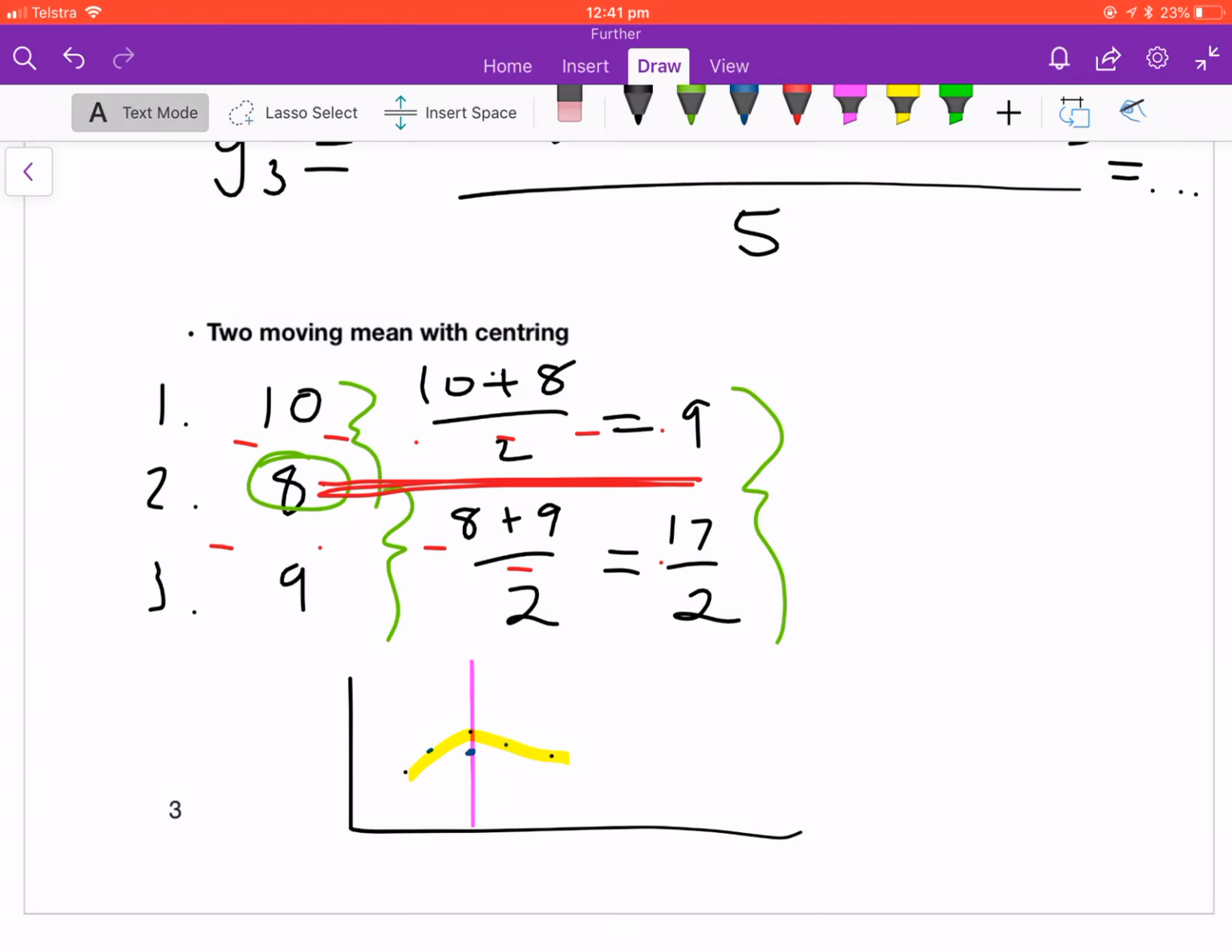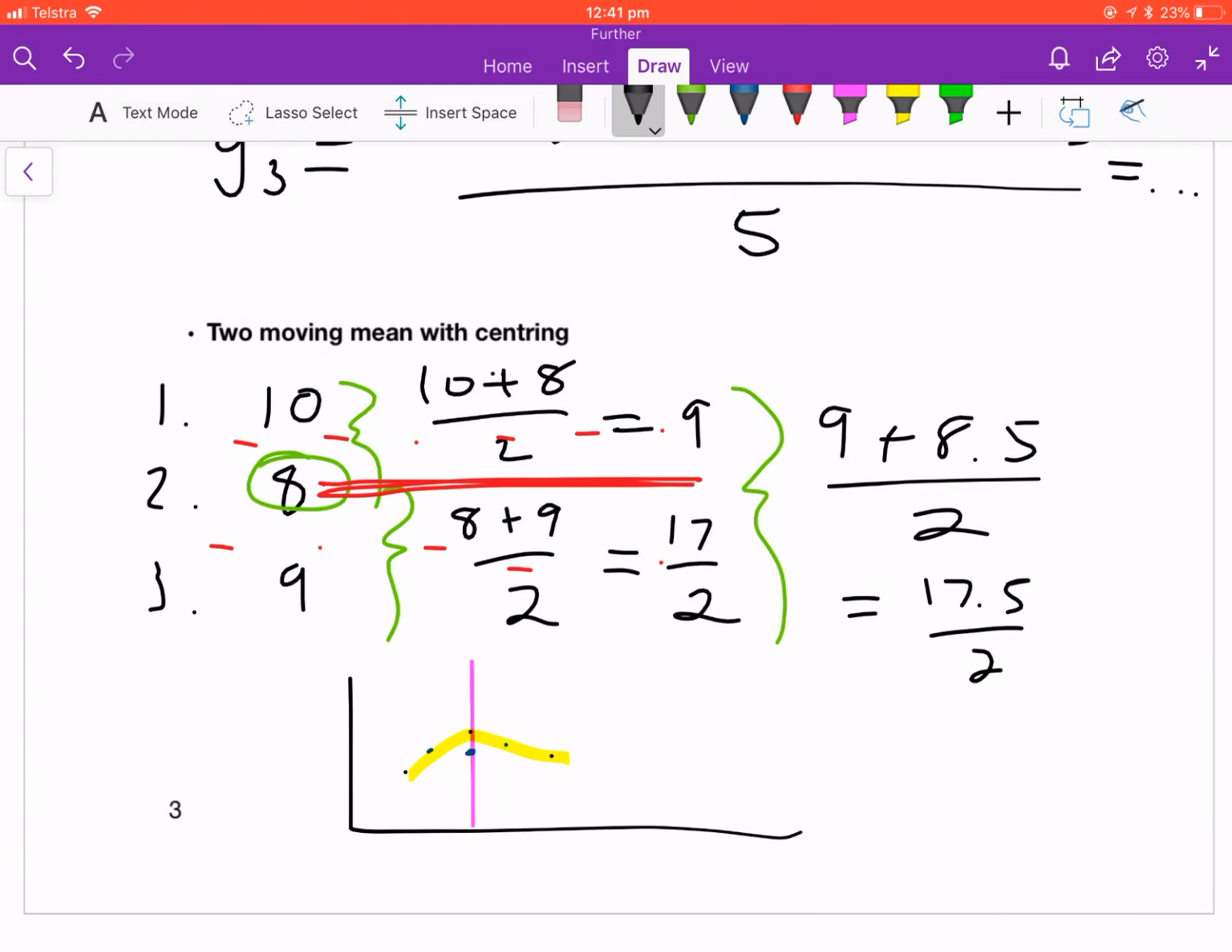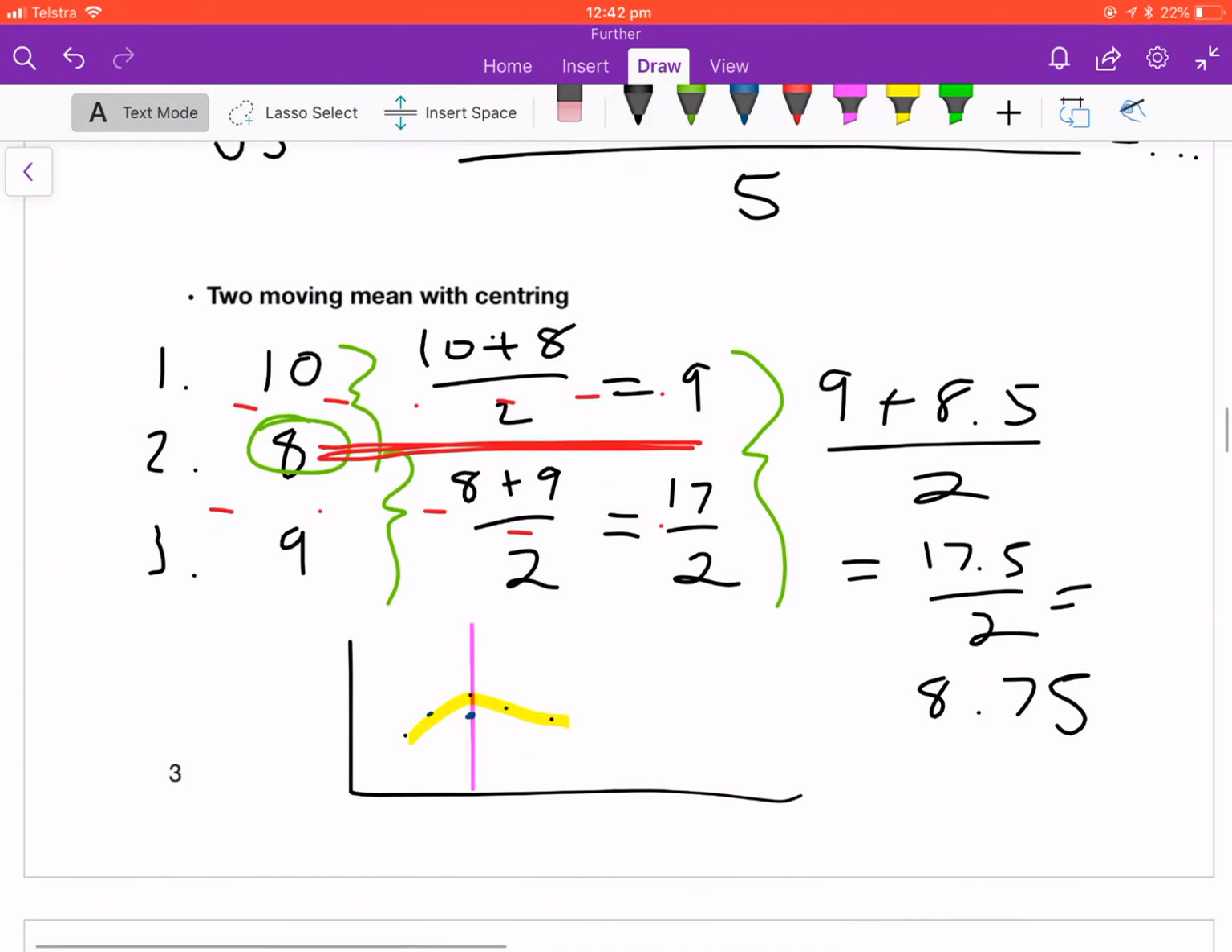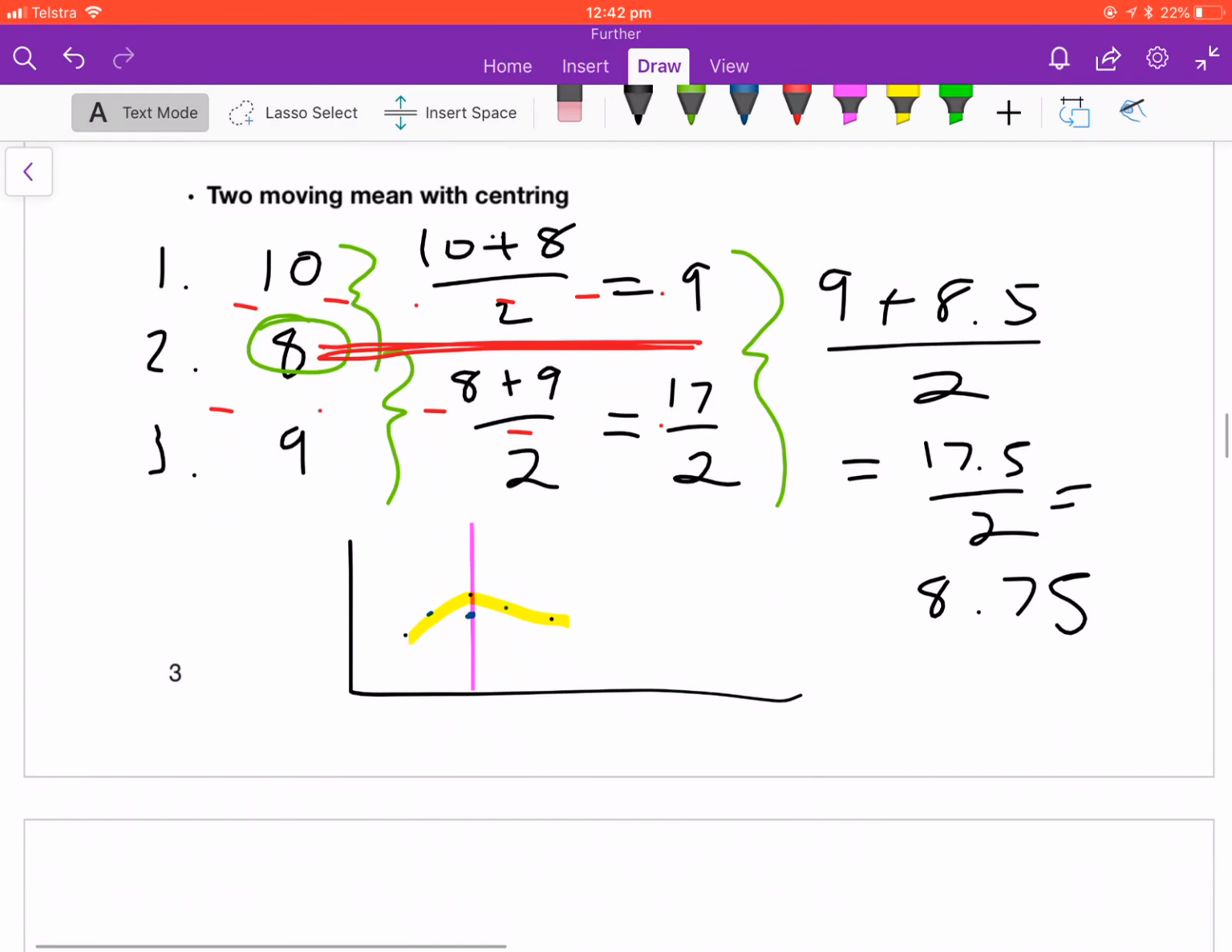centered correctly. So 9 plus 8.5 on 2, that's going to be 17.5 divided by 2. And so that's going to give us 8.75. So that's our 2 moving mean with centering for this point 8. So that's 2 moving mean with centering.